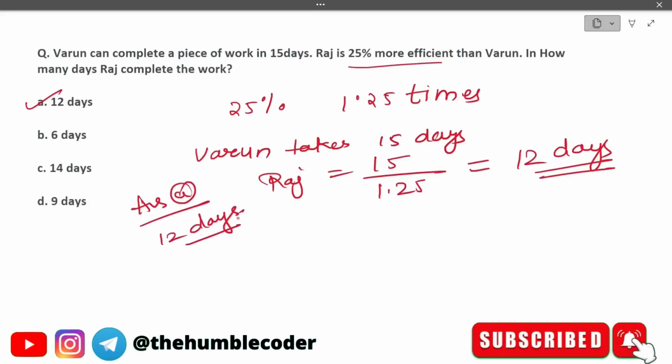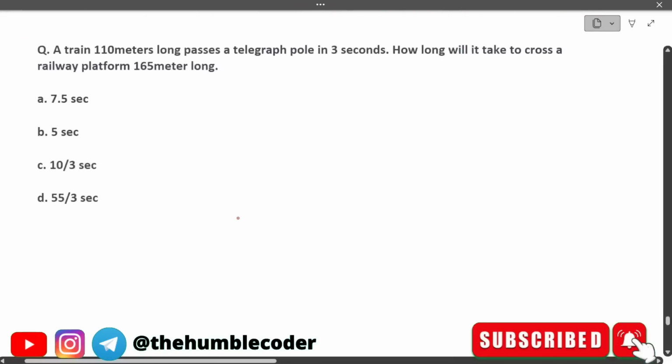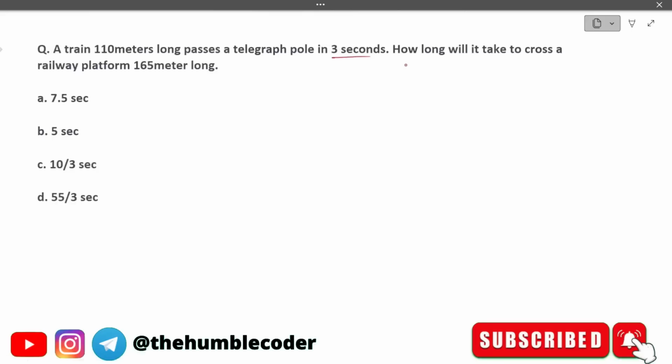Let's move on to the next one. A train which is 110 meters long passes a telegraph pole in 3 seconds. How long will it take to cross a railway platform which is 165 meters long? The options are 7.5 seconds, 5 seconds, C is 10 by 3 seconds and D is 55 by 3 seconds.